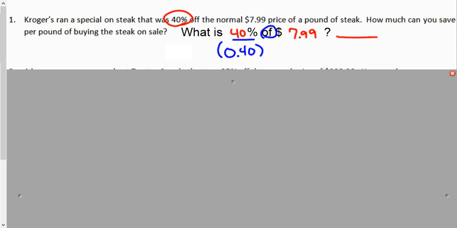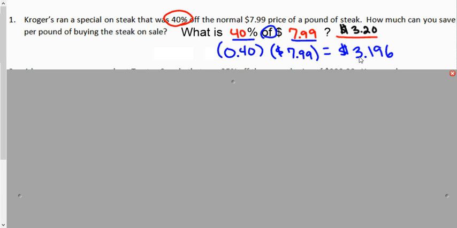"Of" would be referring to the fact you need to multiply it, and then you just times it by your total, $7.99. Suddenly this comes up on your calculator and you round it to the nearest cent. So in this case it would be $3.20.